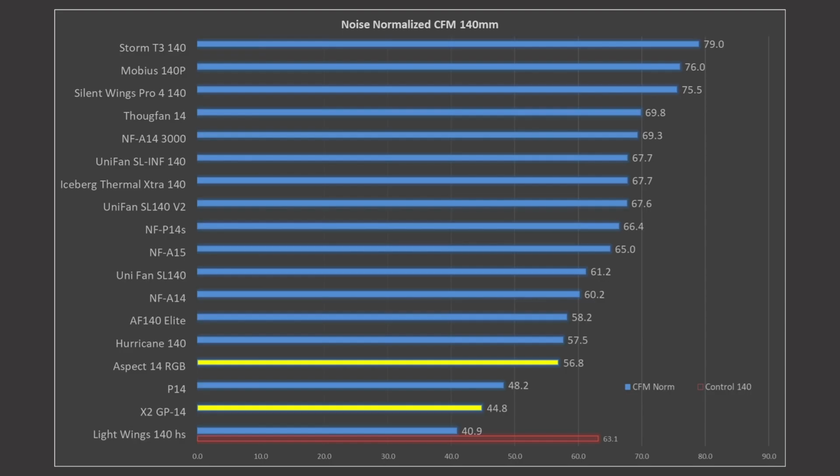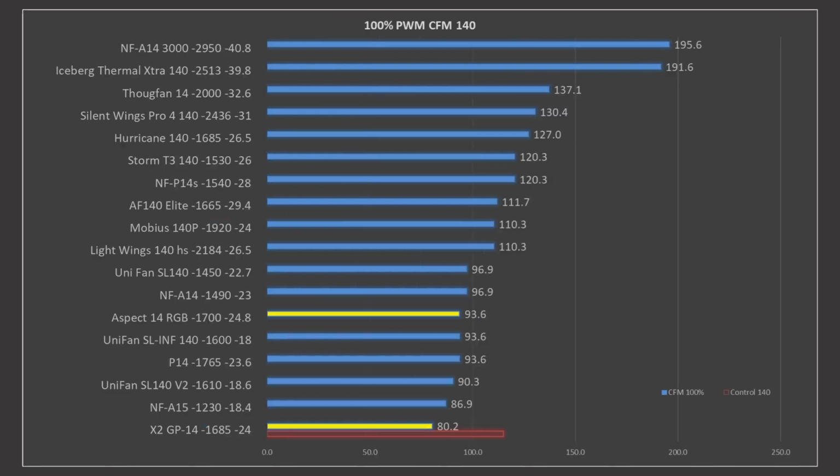How do they compare against other fans? Well, in noise normalized results, they are both towards the bottom of the graphs, indicating that they are very poor performers here. Let's move on. At 100% PWM fan signaling, the X2GP14 is at the bottom of the graphs, while the Aspect14 is bottom middle. To be honest, they're both towards the bottom of the graphs.